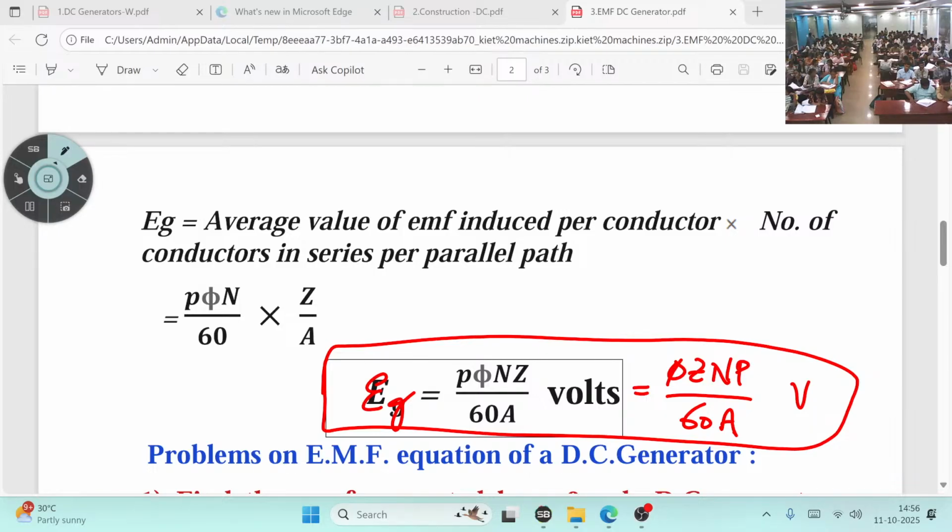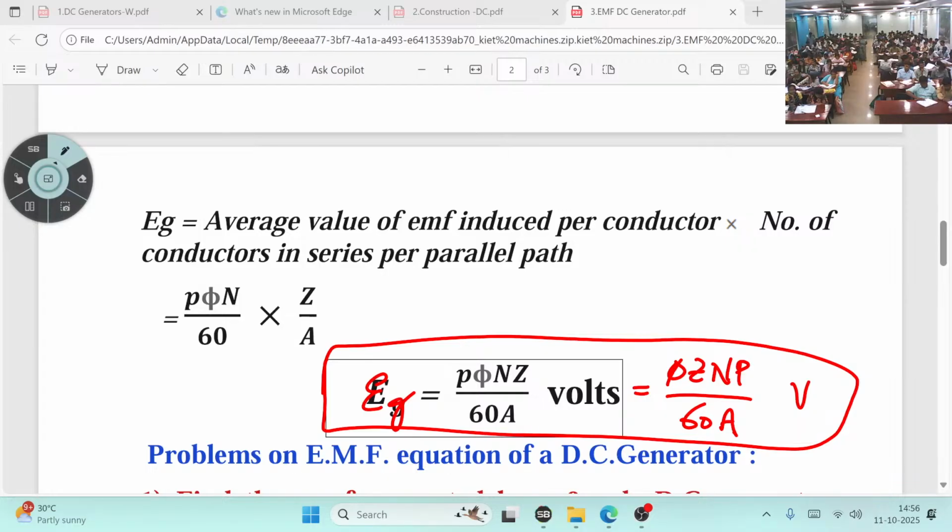What is meant by phi? Flux per pole. What is meant by Z? Number of conductors. What is meant by N? Speed of the rotor conductors. What is meant by P? Number of poles. What is meant by A? Number of parallel paths.